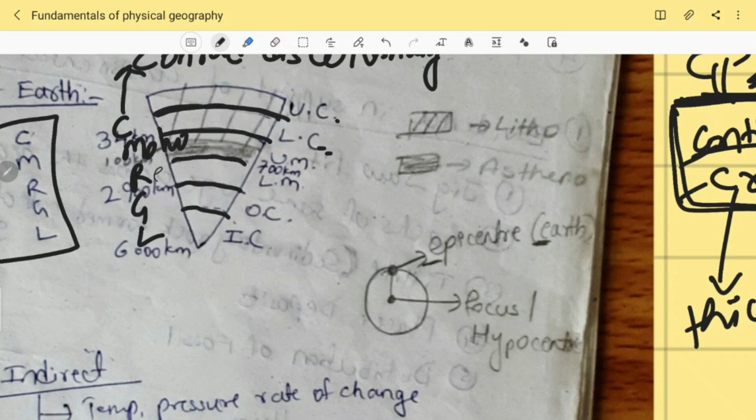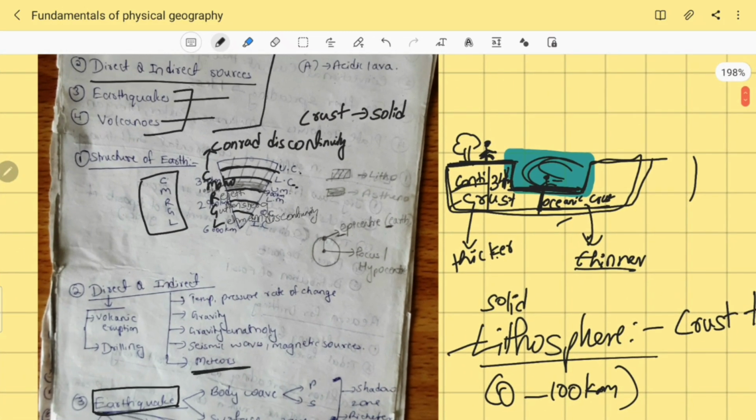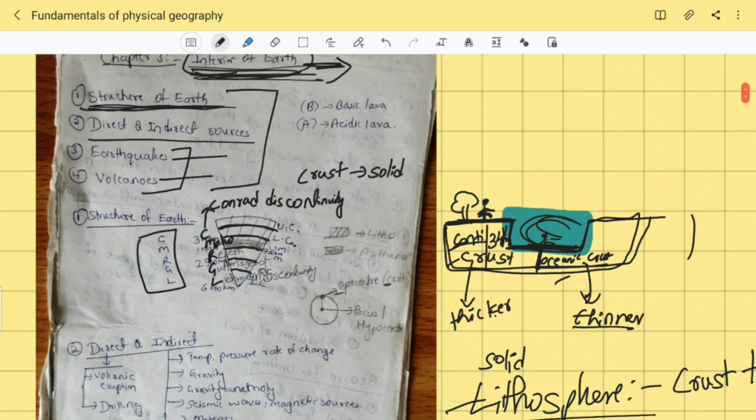Then R represents Repeti. Repeti is the name of a person who found this, it's named on the basis of this person because he is the one who gave us this particular differentiation. So we call it by his name. That's it, nothing much in this. G represents Gutenberg discontinuity. L represents Lehmann discontinuity. These are known as discontinuities. I hope this discontinuity thing is also clear to you now. So this is all about the structure of the earth.